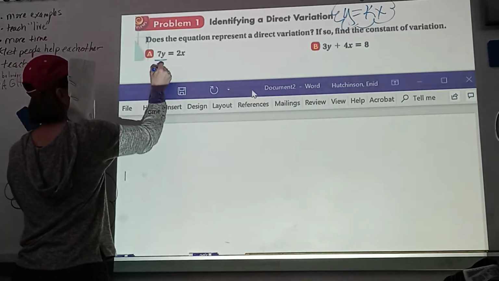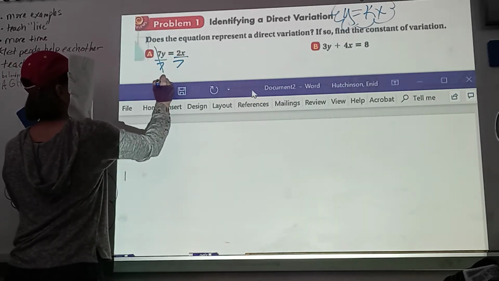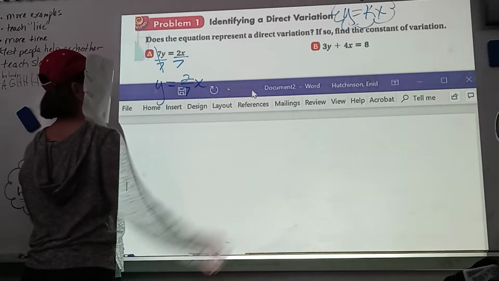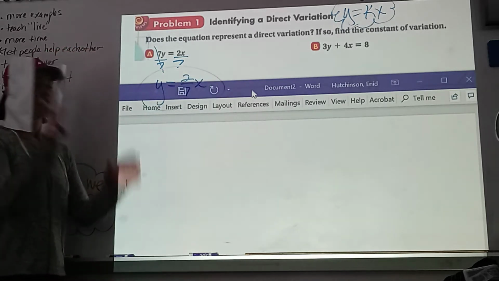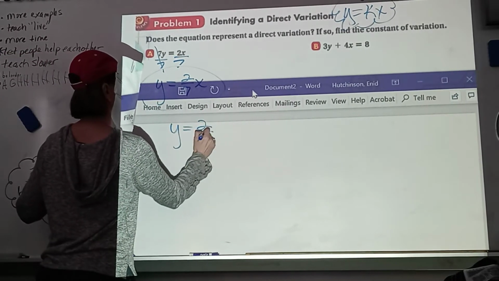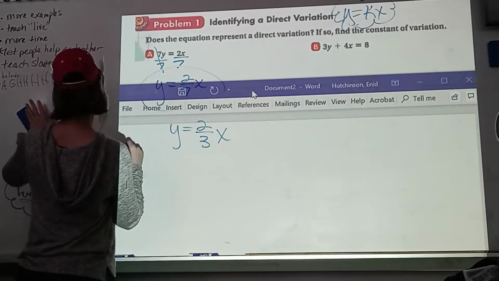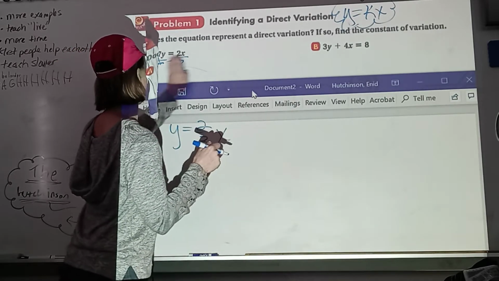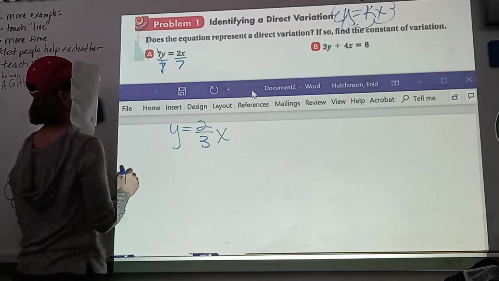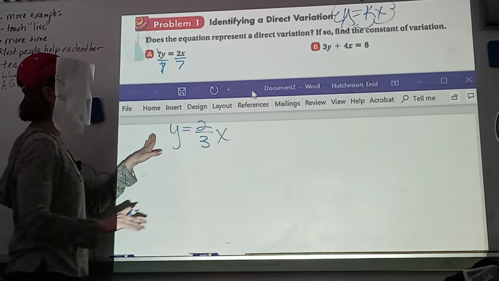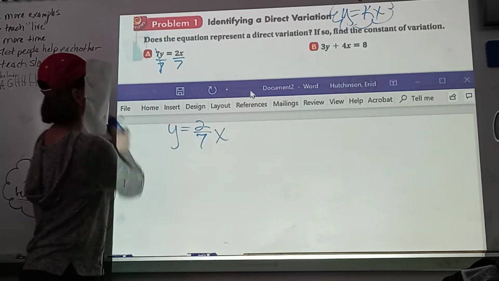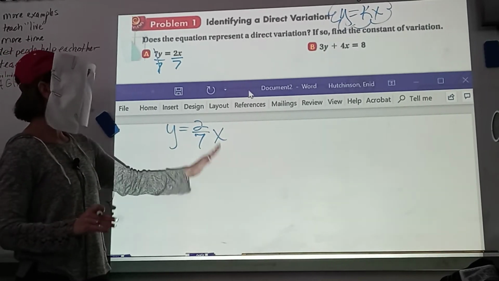Divide by 7 on both sides. Y equals 2/7 x. I'm going to write it down here because I don't know if you can really see it that well with the blue in the video. So we divided by 7 on both sides, bring down your y, and y equals, oops, I put 3. Why did I put 3? Y equals 2/7 x.